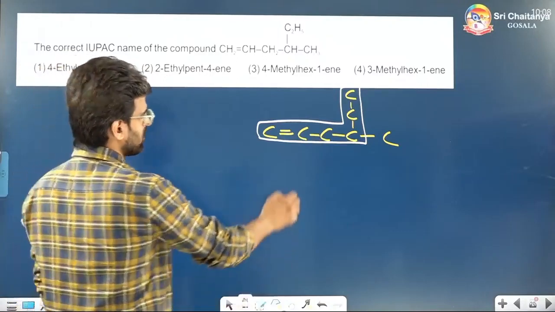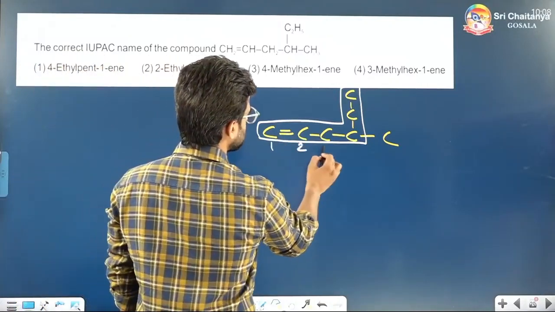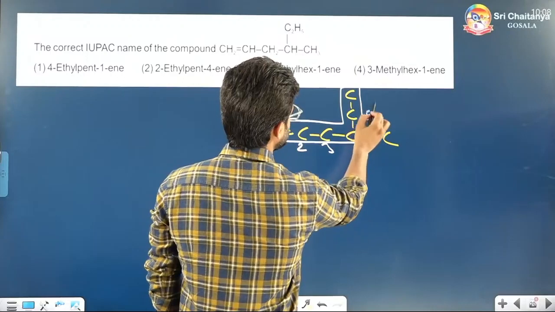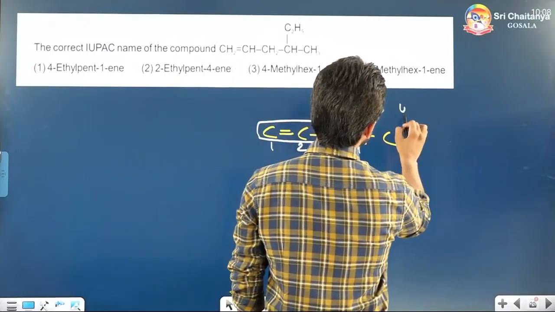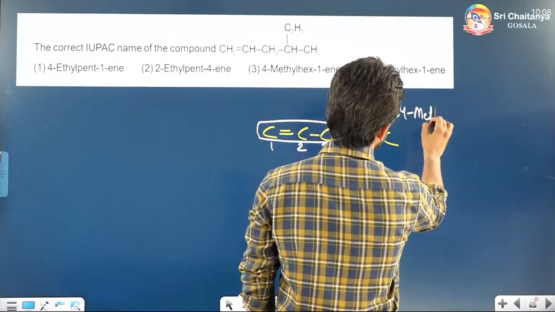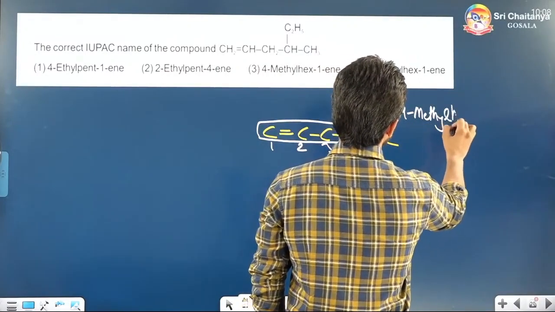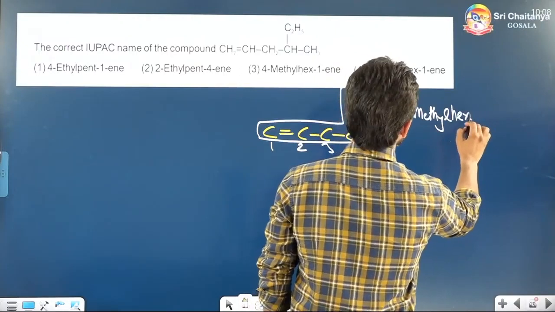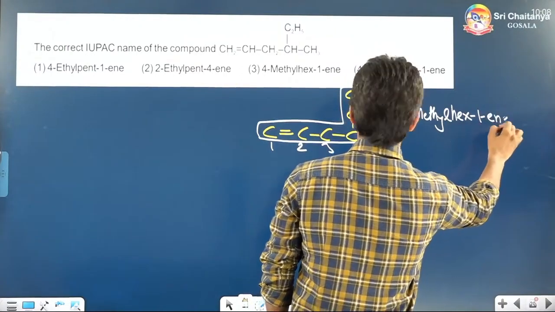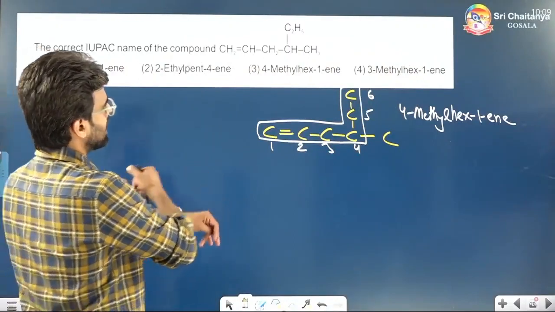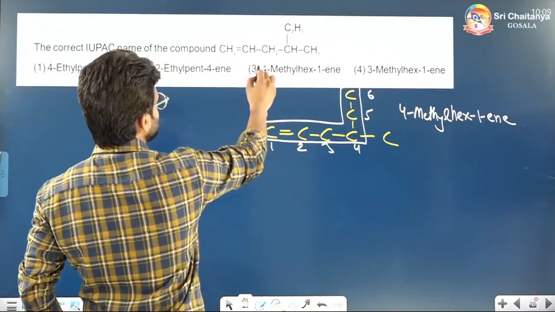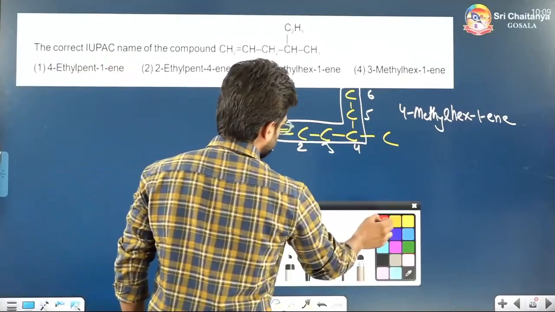What will we say now? 1, 2, 3, 4, 5, 6. So what is present here? At 4 we have methyl. 4 methyl, hex, 1 ene. Okay, can you check what is coming? 4 methyl, hex, 1 ene. But the third answer is the right one. Third is the right one.